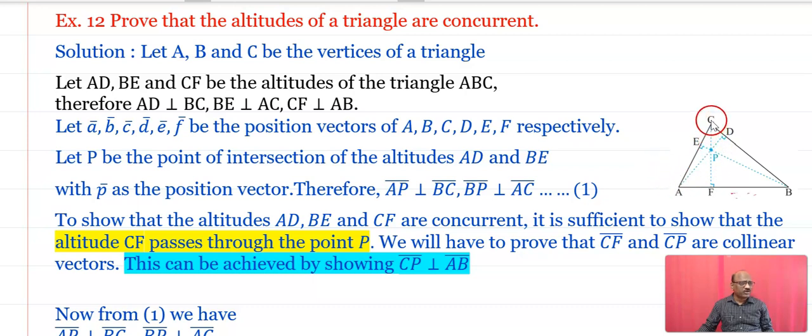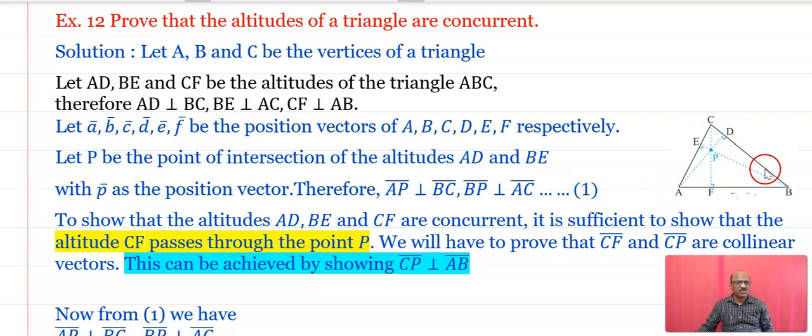That is a perpendicular drawn from a vertex on the opposite side: a perpendicular drawn from A on BC, and a perpendicular drawn from B on AC. Let A, B, C be the vertices of a triangle. Let AD, BE, CF be the altitudes of the triangle. AD is perpendicular to BC, clear?